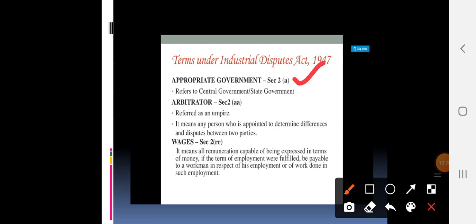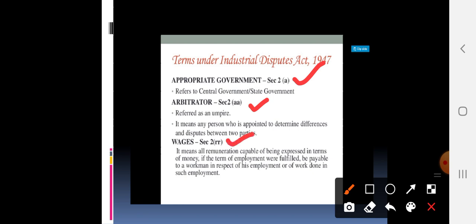So it refers, as per section 2 clause A, to the central government or the state government. Appropriate government can be a central government as well as a state government. Next is arbitrator, as per section 2 clause A. It is referred to as an umpire. It means any person who is appointed to determine differences and disputes between two parties.